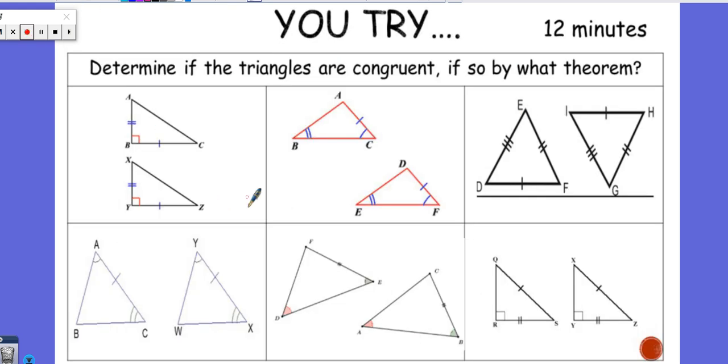Let's go ahead and go to the next one. It says determine if the triangles are congruent. If so, by what theorem? Well, I'm dealing with the same situation, and I'm going to stop highlighting because I think you guys can pick it up now.